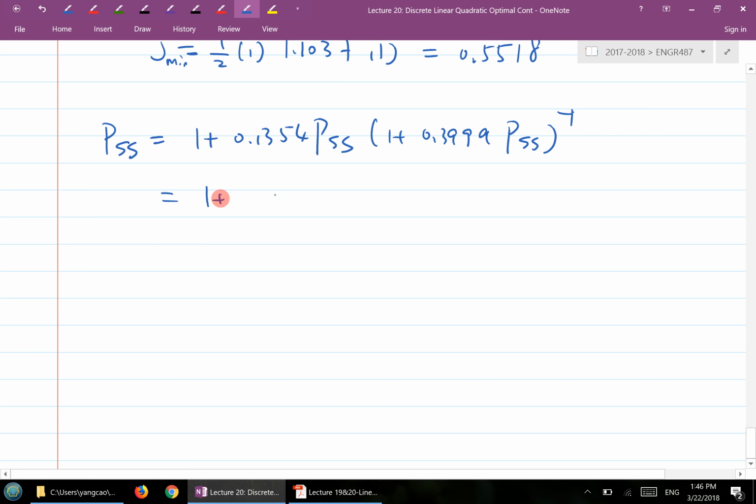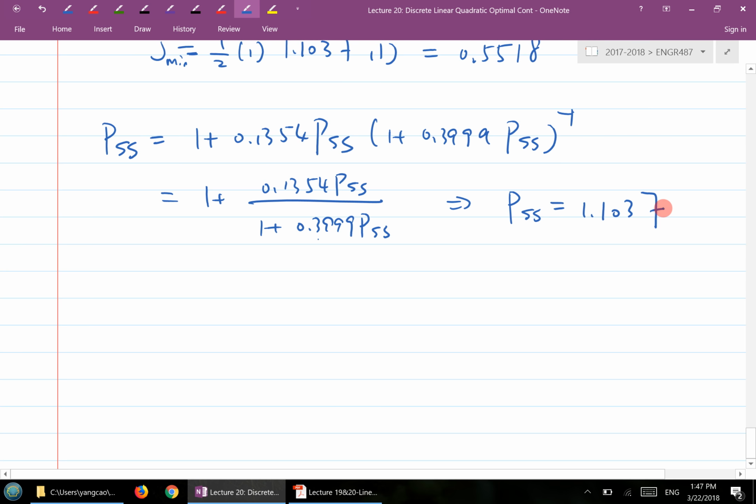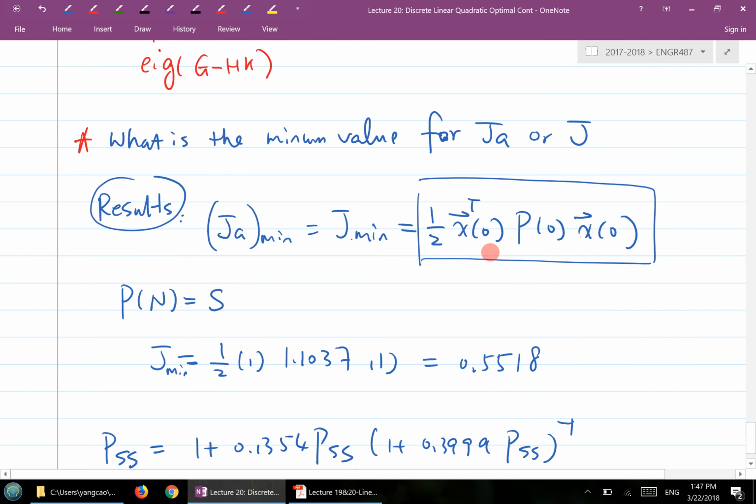So that's 1 plus 0.354 PSS over 1 plus 0.3999 PSS, or 0.4. So solve for PSS, and you end up with 1.1037. Same value. If you use the DLQR, you get the same thing essentially. So the DLQR gives you the steady state value here.